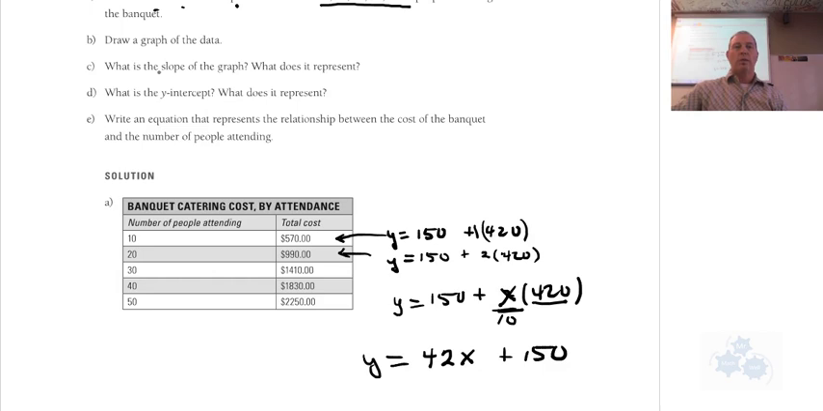So it says, what is the slope of the graph? Well, the slope of the graph would be the rate of change, and that would actually be 420 divided by 10, or 42. And that represents the total cost per person. The cost per person. Okay? Dollars per number of people. Dollars per people.